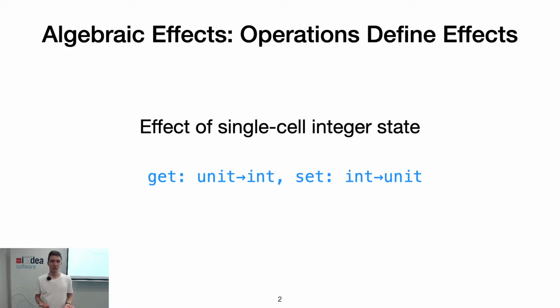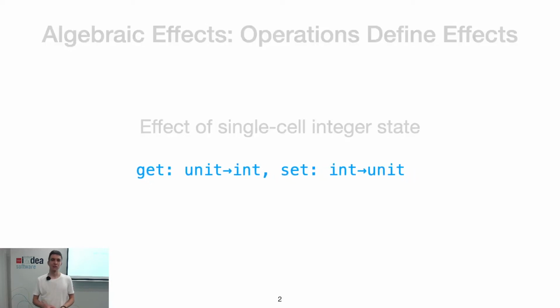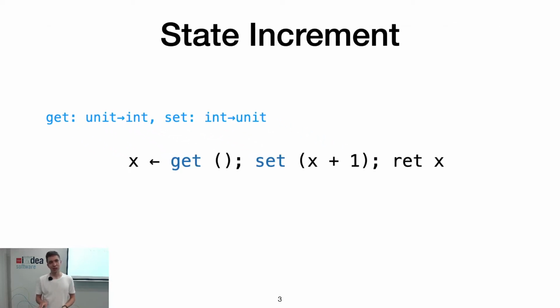One is get, to read an integer from that state, and one is set, to write a new integer into it. With these operations, we might write a program that, for example, increments the state. It does so by first reading the current state value with get into x, and then setting a new state value, which is x plus 1, to our integer cell. And then it returns the previous state value. This previous state value is an integer, and we type the program as integer.